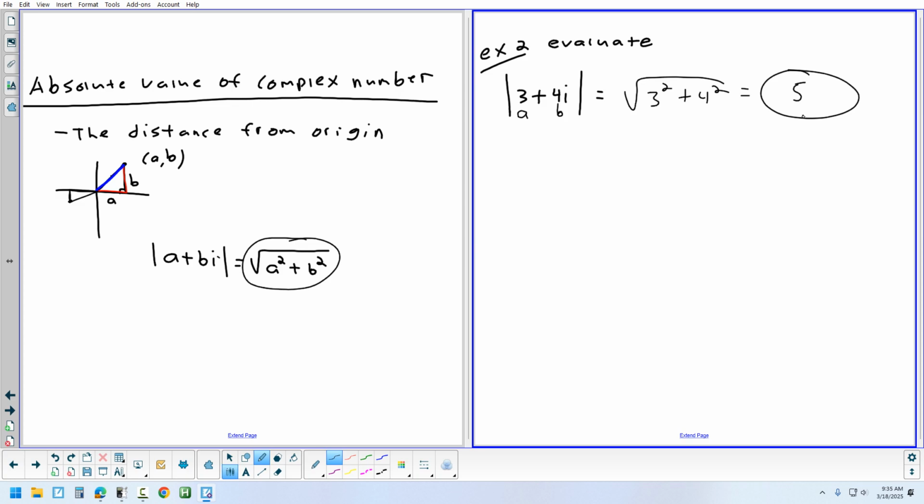And when you want to write a complex number in trig form, you need 2 things. That is one of the things you need: the distance that that point is from the origin. Any question on how we got 5 there?